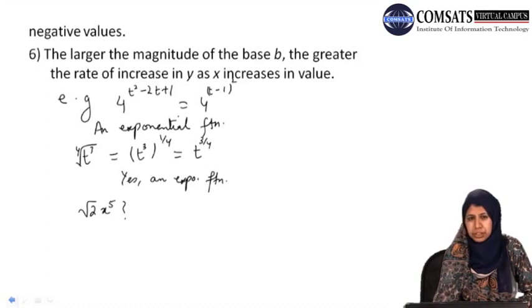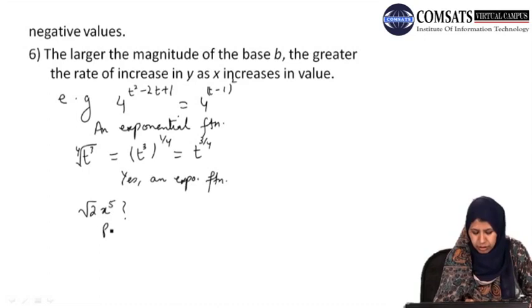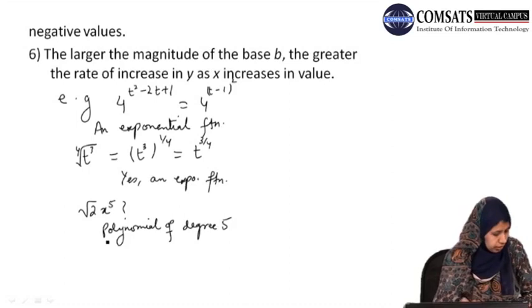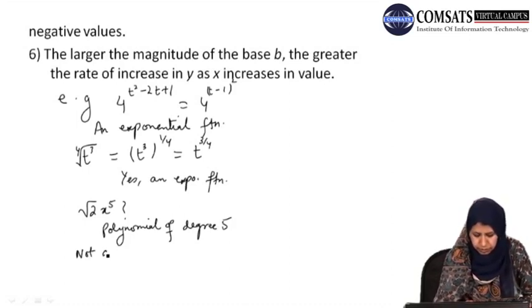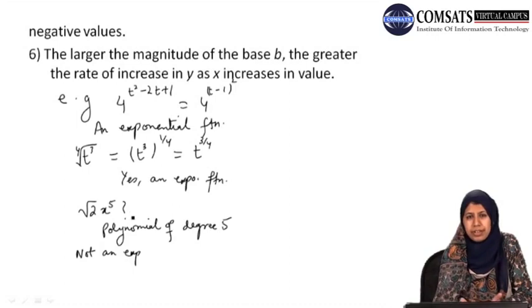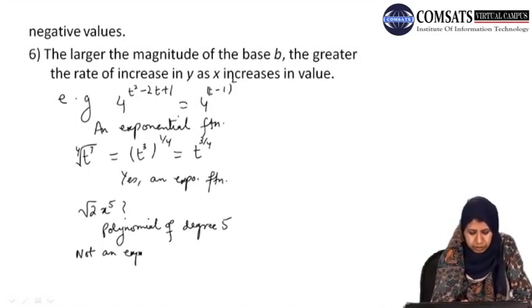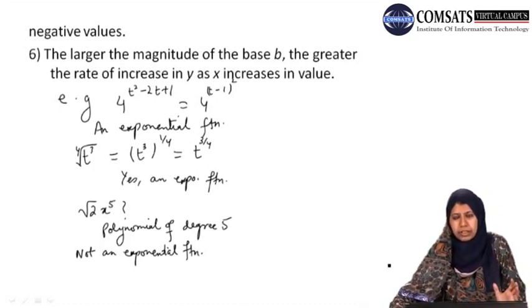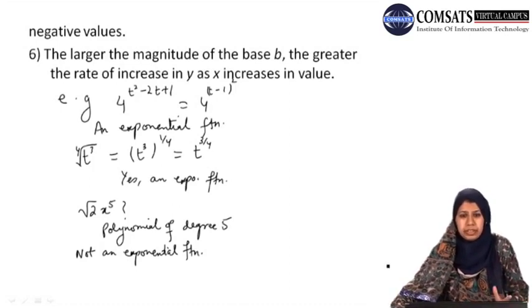If you say that the given function is exponential, then the answer is absolutely wrong, because if we look closely, it is in fact a polynomial of degree 5 and not an exponential function, because here we have the variable as the base, but exponential functions are defined as the variable appearing in the exponent as the power. So this is not an exponential function.